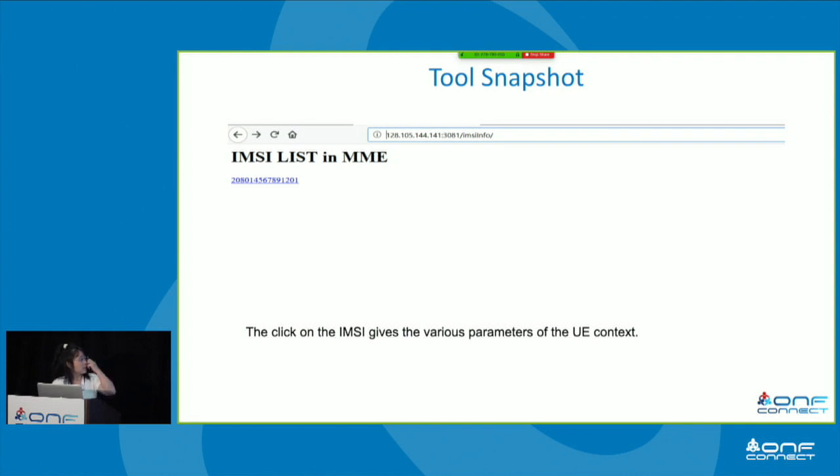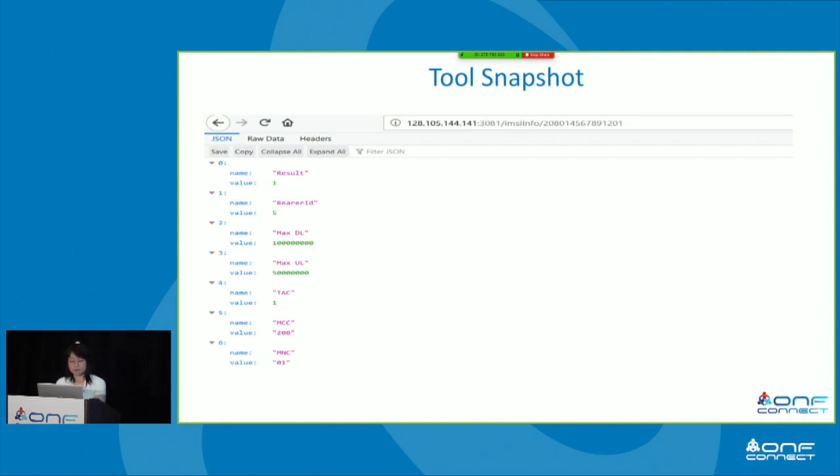The Flask server queries the MME and fetches the IMSIs that are present from the user context inside the MME. Once the IMSIs are fetched, we provide a hyperlink on the IMSI which creates another API query towards the MME to fetch the rest of the information, including the bearer ID, the MCC, MNC, and all kinds of information like this. This is a basic idea of how the tool currently works. It is a very minimal approach, and we would like to evolve it as we proceed. So this is the subscriber information tool that we wanted to present. Thank you.